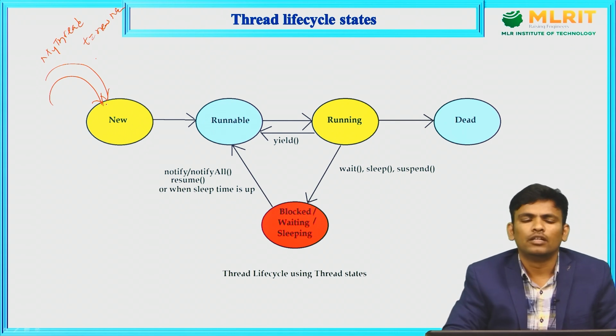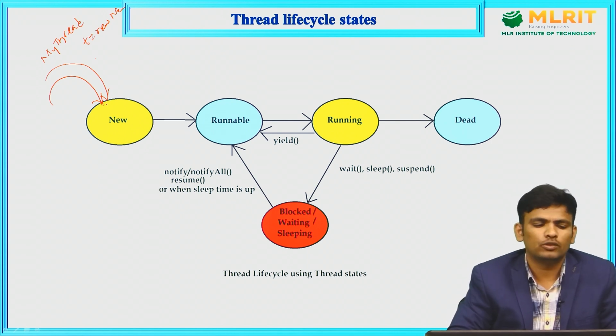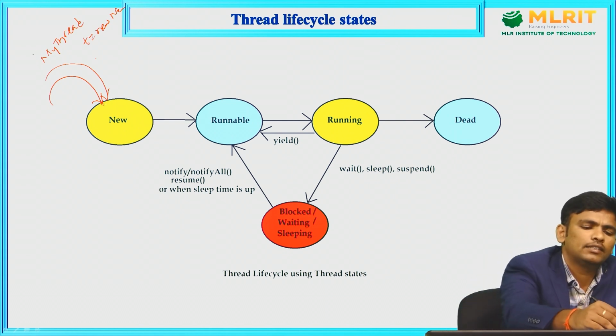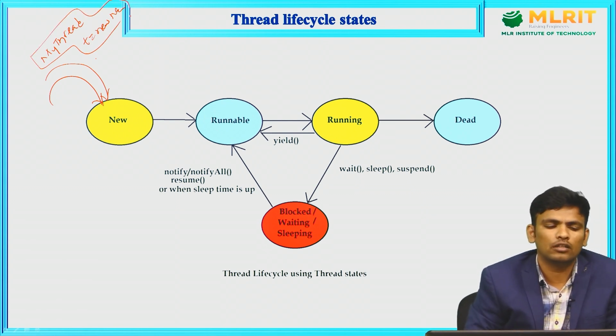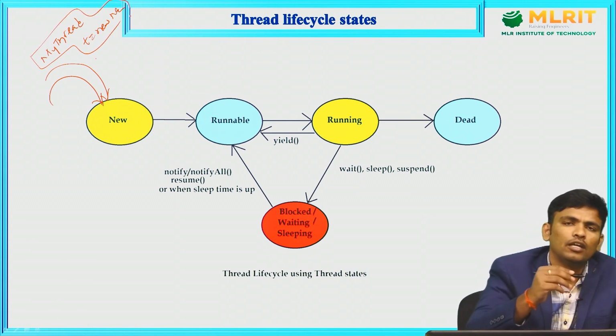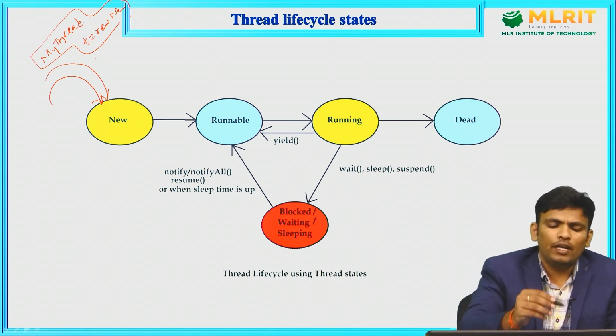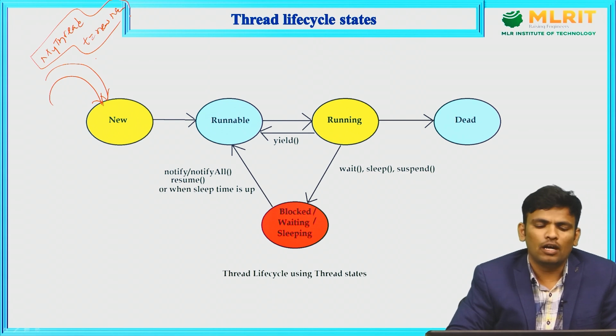But actually, as per Sun Microsystems, there is no new state. There are only 4 states, but for our convenience, we can make it 5 states. So whenever you create an object of the thread class, automatically your thread will enter into the new state.